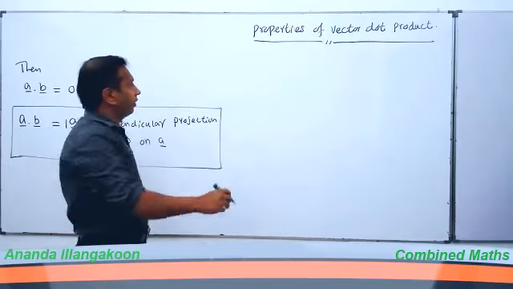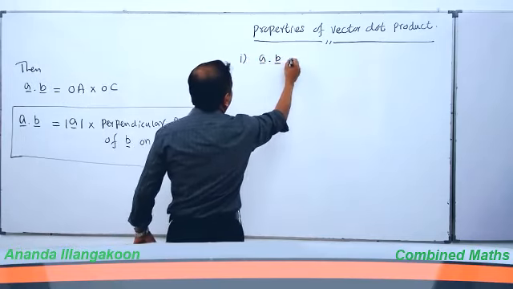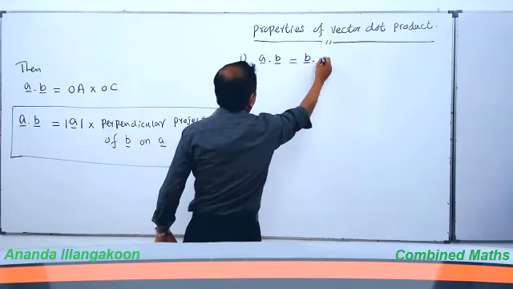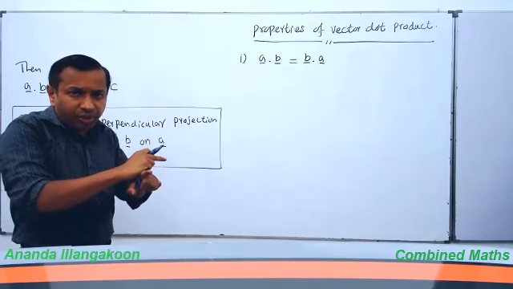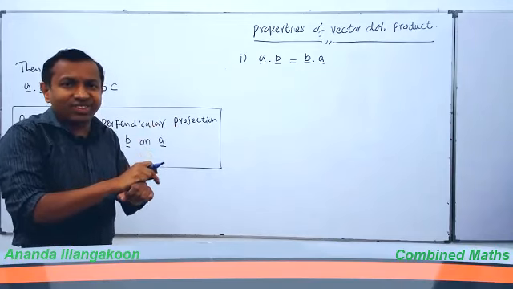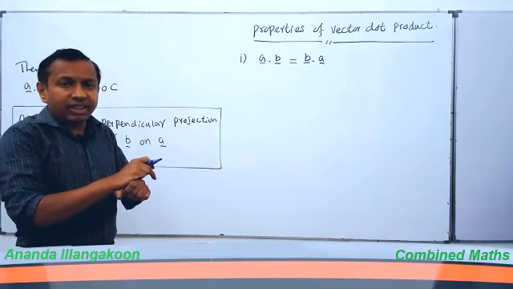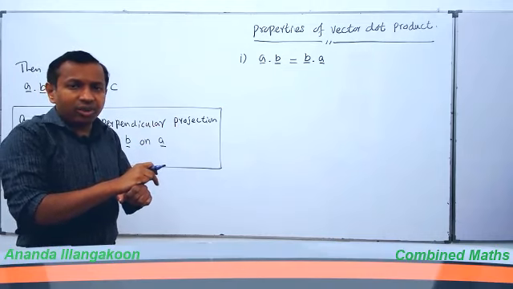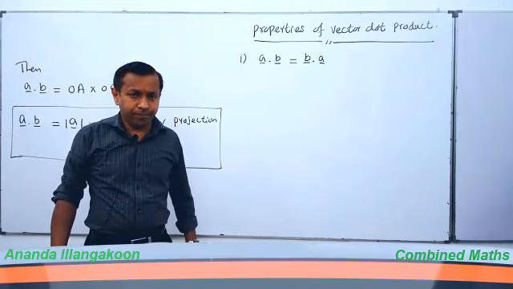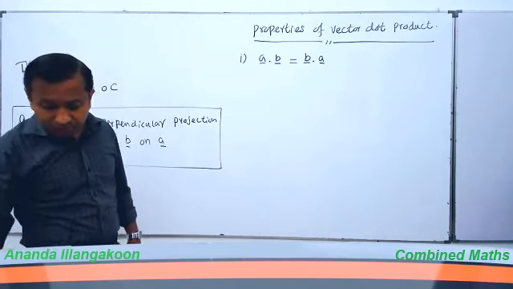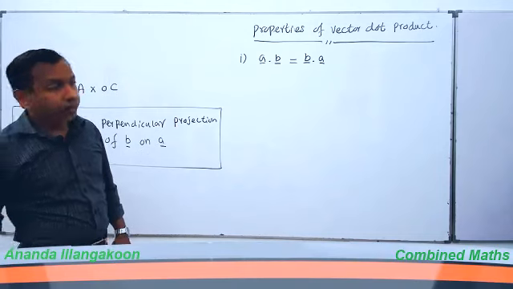First property, people will write: A dot B is equal to B dot A. That means when we interchange the order of taking the dot product, the answer won't change. That's what it says. It's like 2 multiplied by 3 is equal to 3 multiplied by 2. Something like that. We can very easily prove this. How?